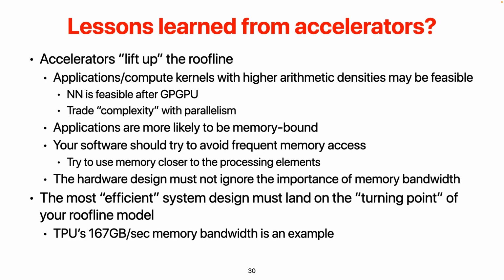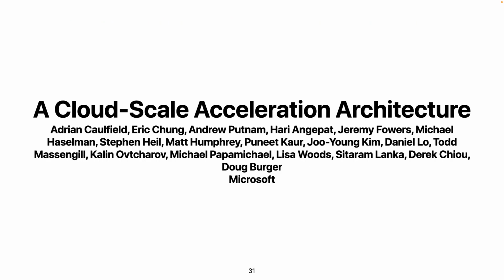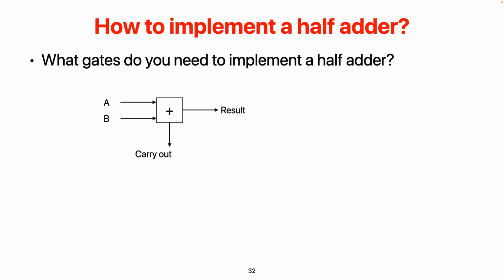In summary, accelerators can lift off the roofline, and most system designs must land on the turning point of your roofline model, right? So that's the takeaway. Okay, so let's look at another paper that we have been assigned to read, which I was supposed to talk about in the last lecture, but we are a little bit slower, but slower in a good way, right? This is a paper from Microsoft. They are talking about their cloud scale acceleration architecture.